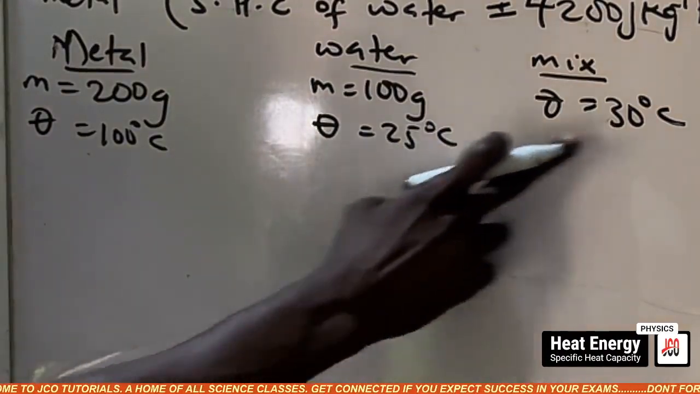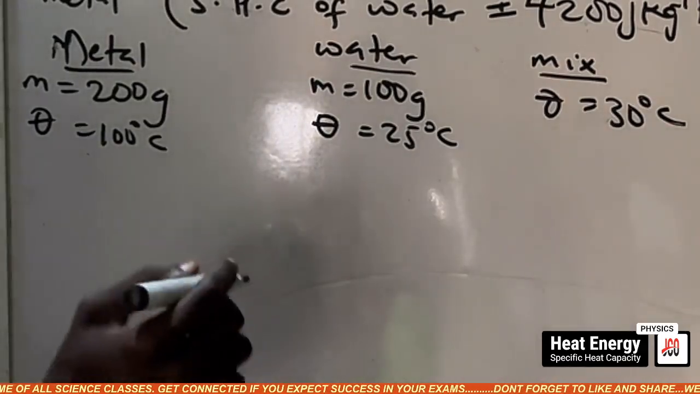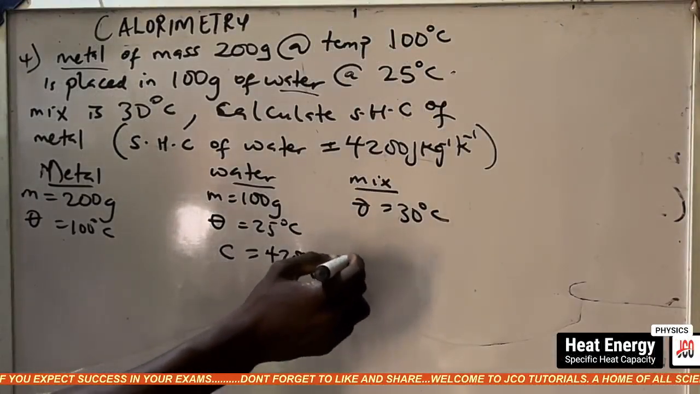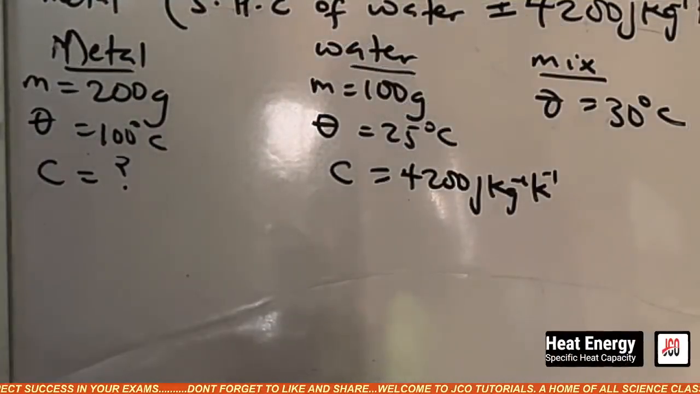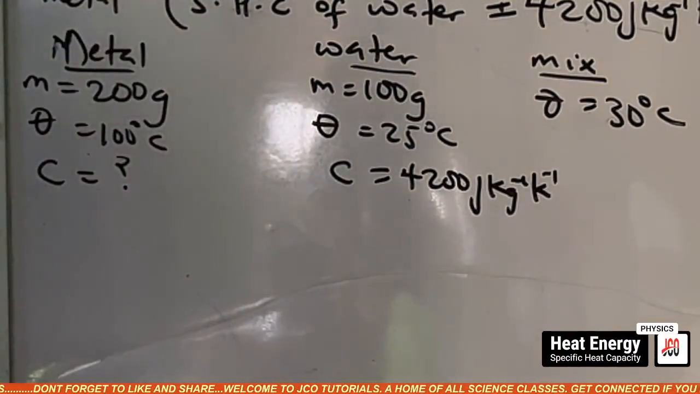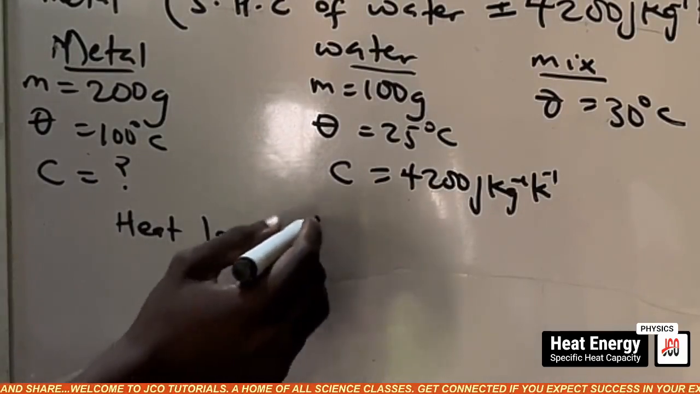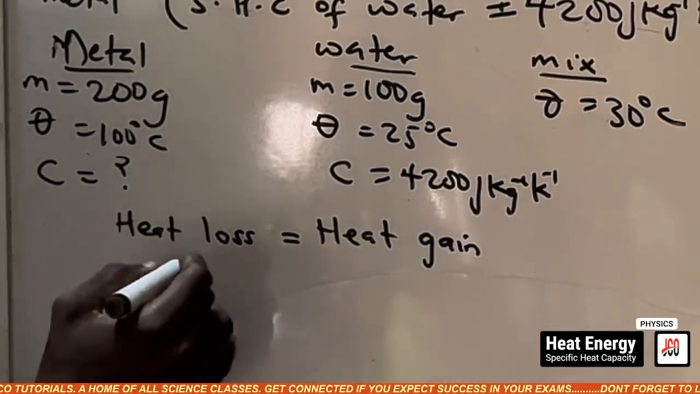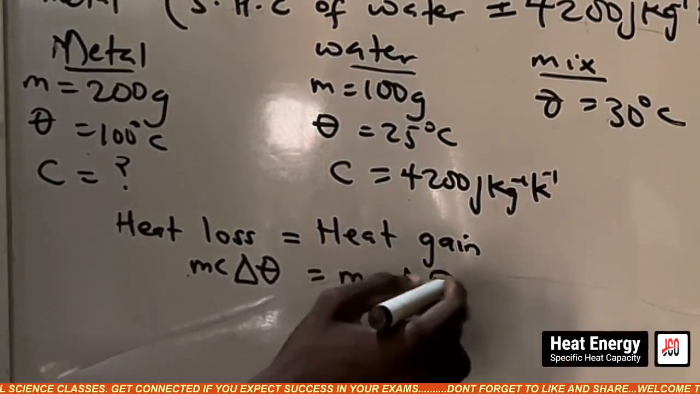This one, water that was 25 has gained, right? Metal that is 100 has lost. Specific heat capacity of water is 4,200 joules per kilogram per Kelvin. But you're asked to find the specific heat capacity of what? Metal. Unknown. Watch closely. Our principle remains the same. Heat loss is equal to what? Heat gained. Heat loss is equal to heat gain. Who is losing heat? The metal. Who is gaining heat? The water.